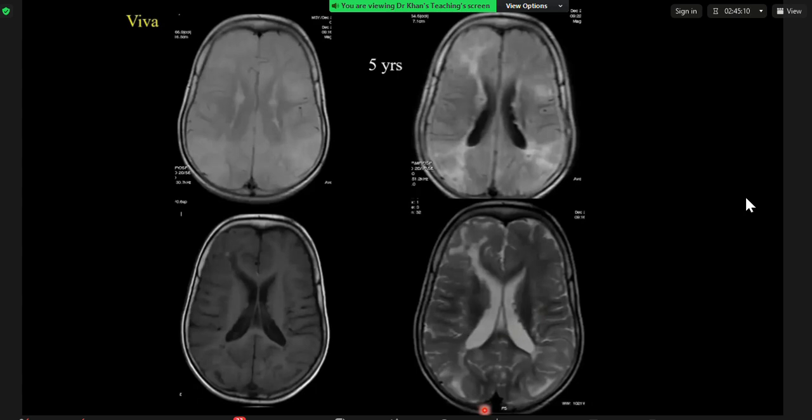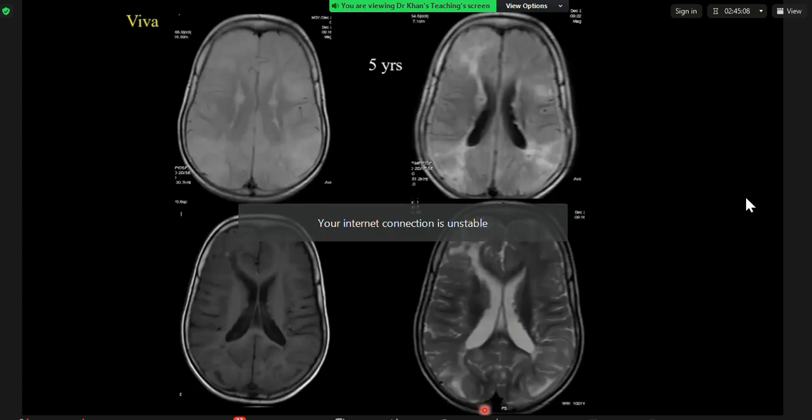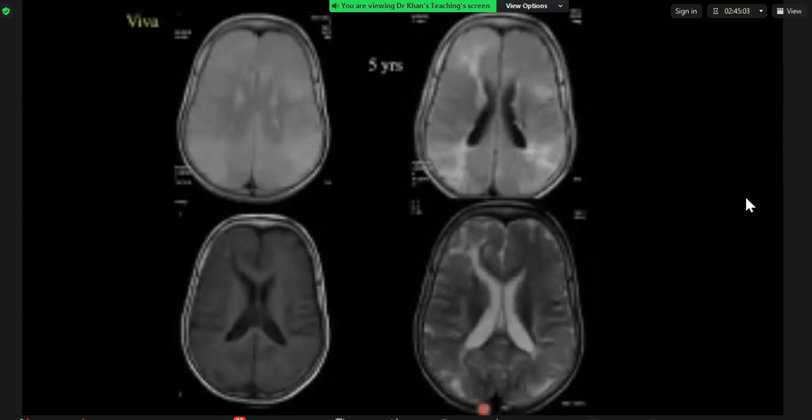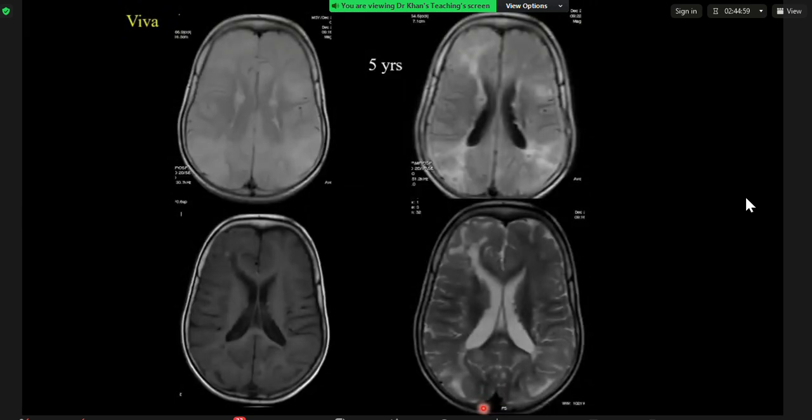On the last sequence, within the right lateral ventricle, there's a gray, intermediate signal intensity lesion in the frontal horn of the right lateral ventricle. I would be keen to see it in the post-contrast sequence to see whether there's enhancement or not, to rule out SEGA, subependymal giant cell astrocytoma.